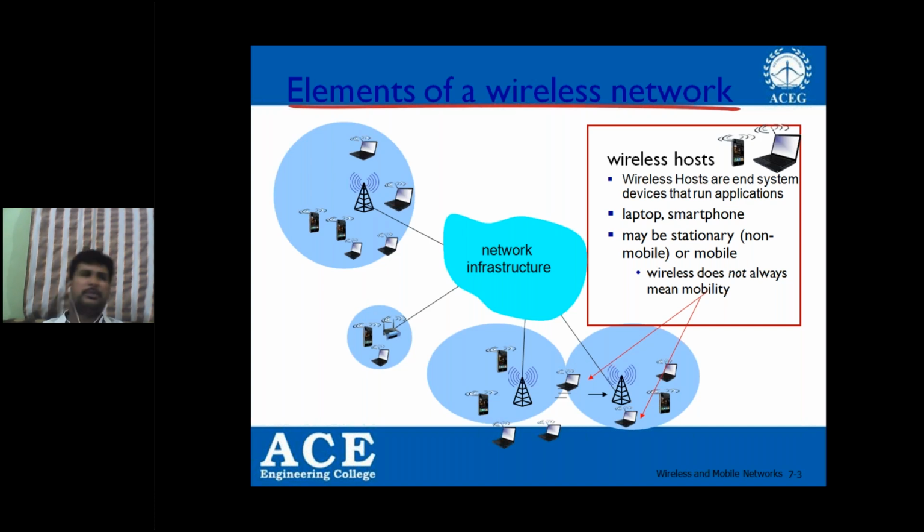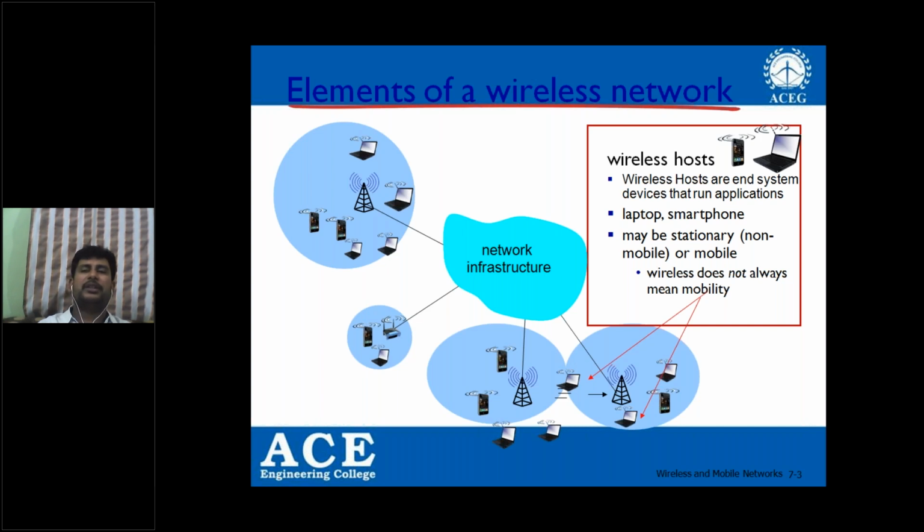But I have something like my TV, which I don't carry with me, but still it is connected to a network. So it's not mobile in nature, but it's a wireless device because there is no wire connectivity between my TV and my Wi-Fi router. All right. So a wireless host is something which will try to connect to the network without using wires, but it doesn't mean that all wireless hosts are mobile in nature. Okay. So I hope these points are clear.